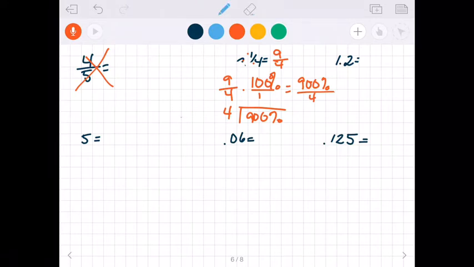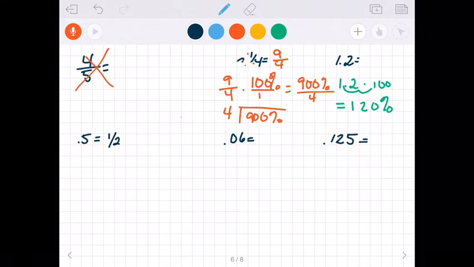Let's use green. 1.2 times 100%. Well, we just move that decimal point over twice, and we find out that that equals 120%. Okay, this here looks like 5, but it's supposed to be 0.5. Well, what is 0.5 as a fraction? It's a half, right?